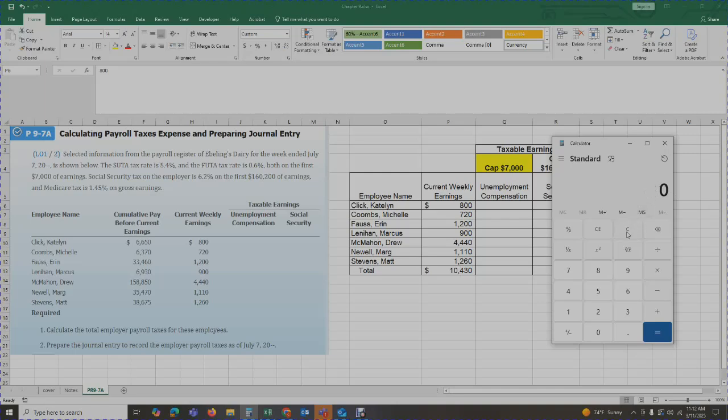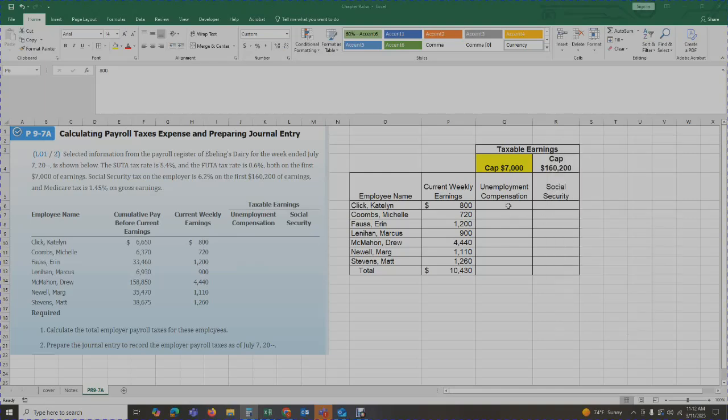So what did we do? We got the cap minus the cumulative pay, and that tells me the amount that I am left to reach my limit of $7,000. The employee earned $800. From the $800, only $350 will be taxable. So for unemployment compensation purposes, only $350 will be taxable for Caitlin. Now let's look at Michelle.